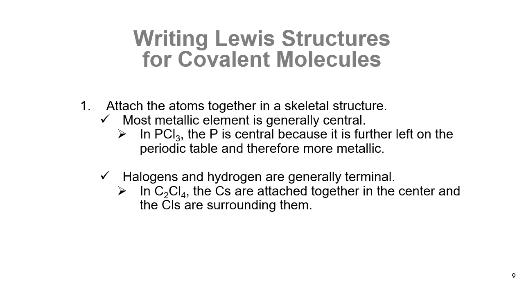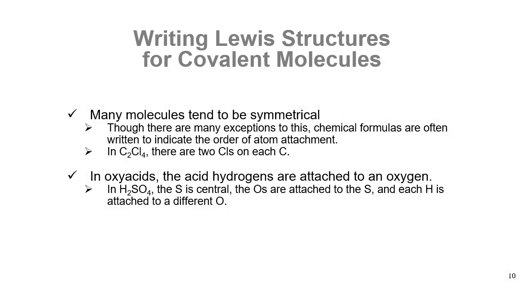So, writing Lewis structures for covalent molecules. First, we have to attach atoms together in the skeletal structure. The metallic element we put at the center, and then the halogens or hydrogens are the terminals. A few reminders though: many molecules tend to be symmetrical. However, there are some exceptions.